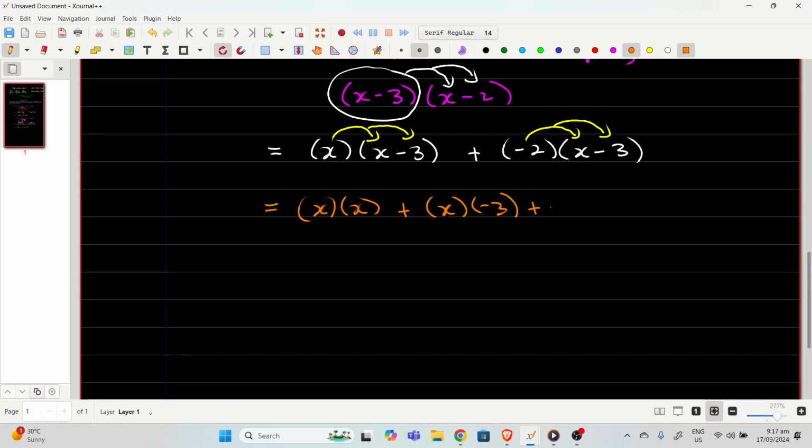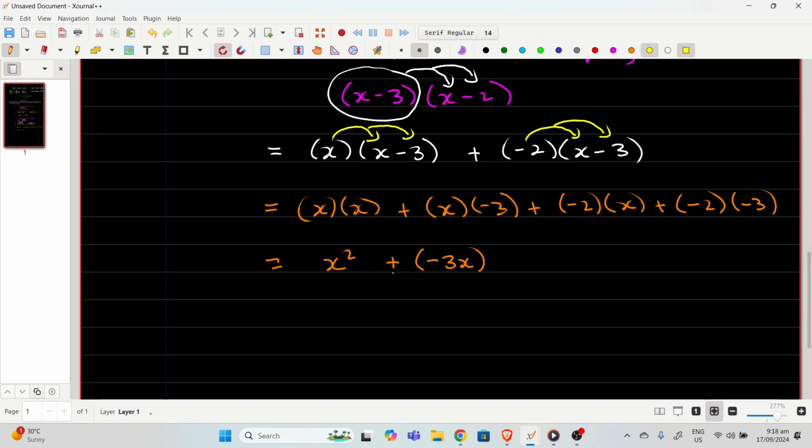Then we're going to have the negative 2 multiplying with the x, and then we're going to have the negative 2 multiplying with negative 3. Then you simplify each one of those, and you get x by x, which is 2 x's multiplying together. So we have x squared. Then we have an addition of negative 3 by positive 1. So we get negative 3x.